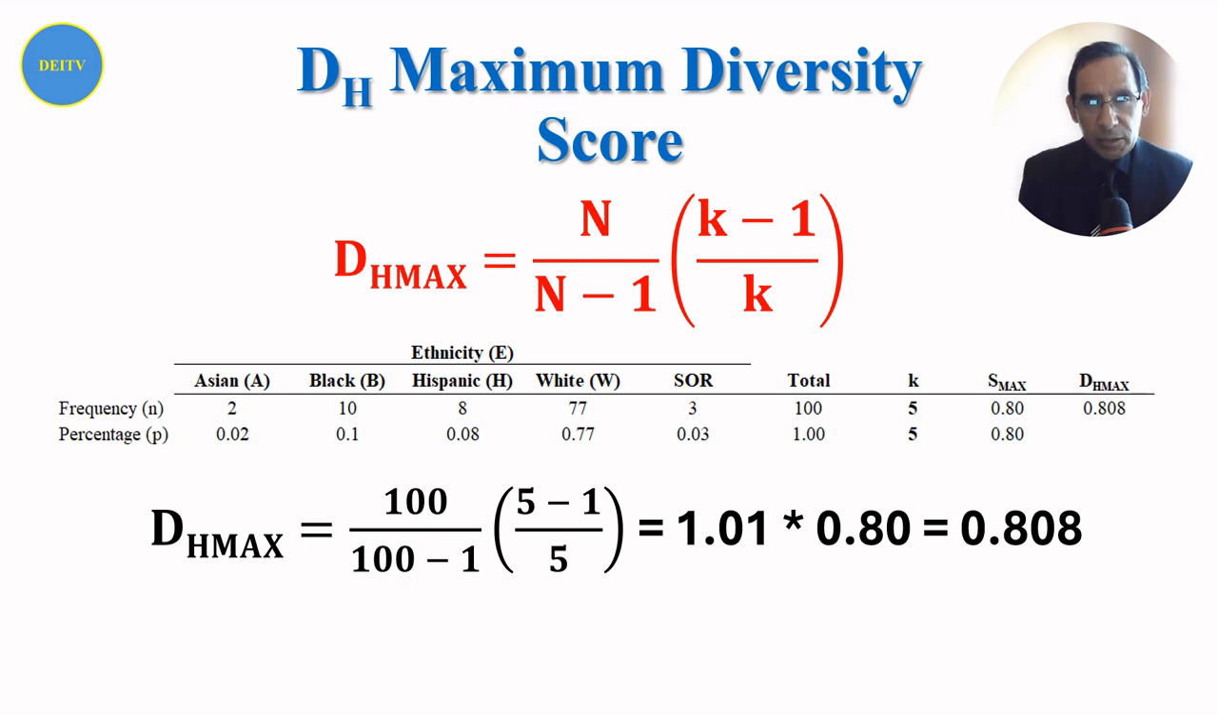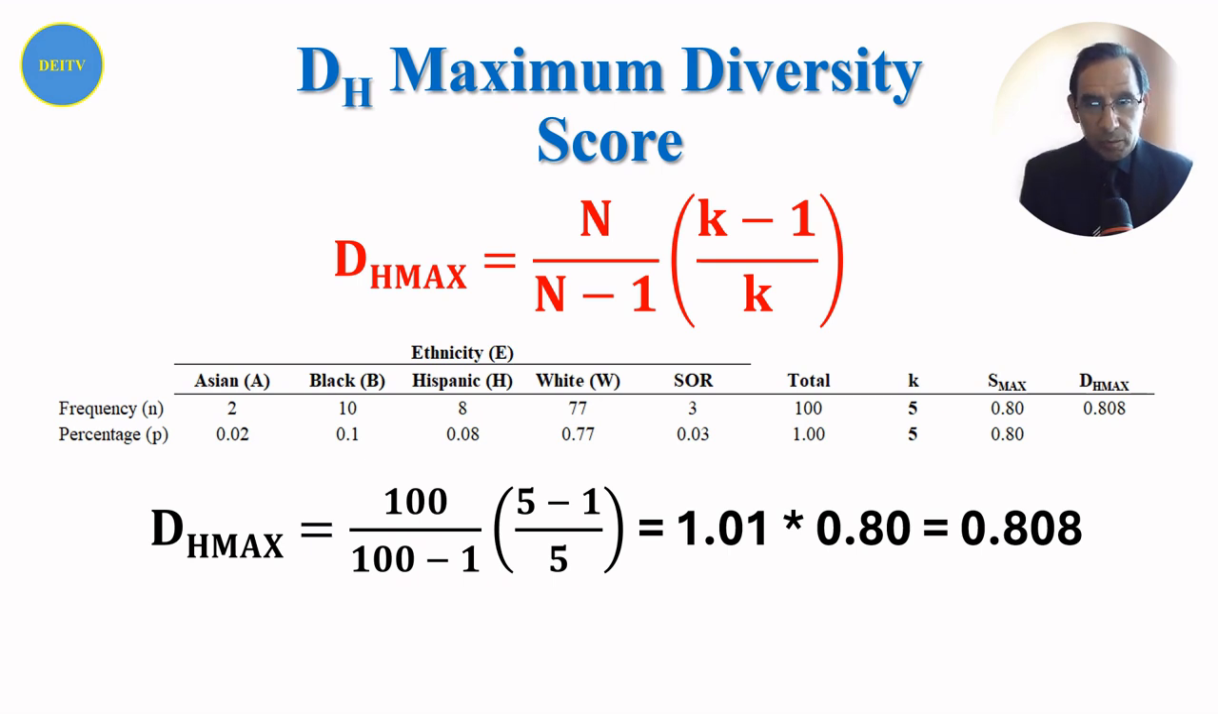Now, unlike the Simpson method or formula for obtaining the maximum score, recall that the Simpson maximum score is obtained by the number of groups minus 1 divided by the number of groups. So that is represented as k minus 1 divided by k. For the Hurlbert index, Hurlbert calculated the maximum value of the index as the total number of individuals in the group or an organization divided by the total number of individuals in the organization minus 1. So it's going to be capital N divided by capital N minus 1 times the maximum Simpson score. And again, that's going to be k minus 1 over k.